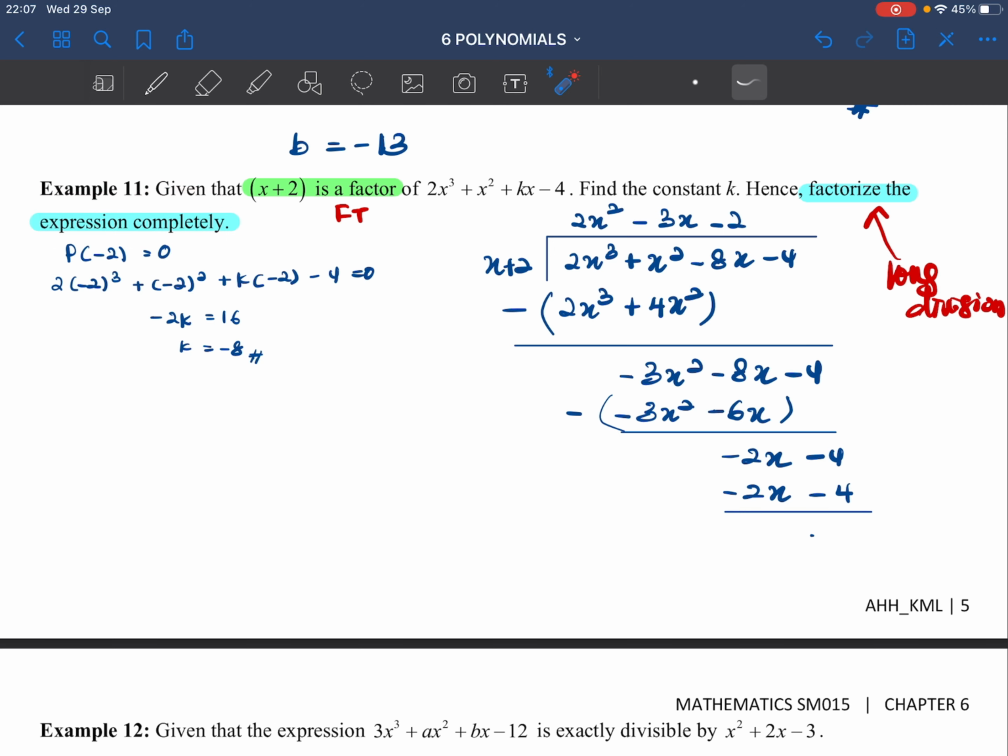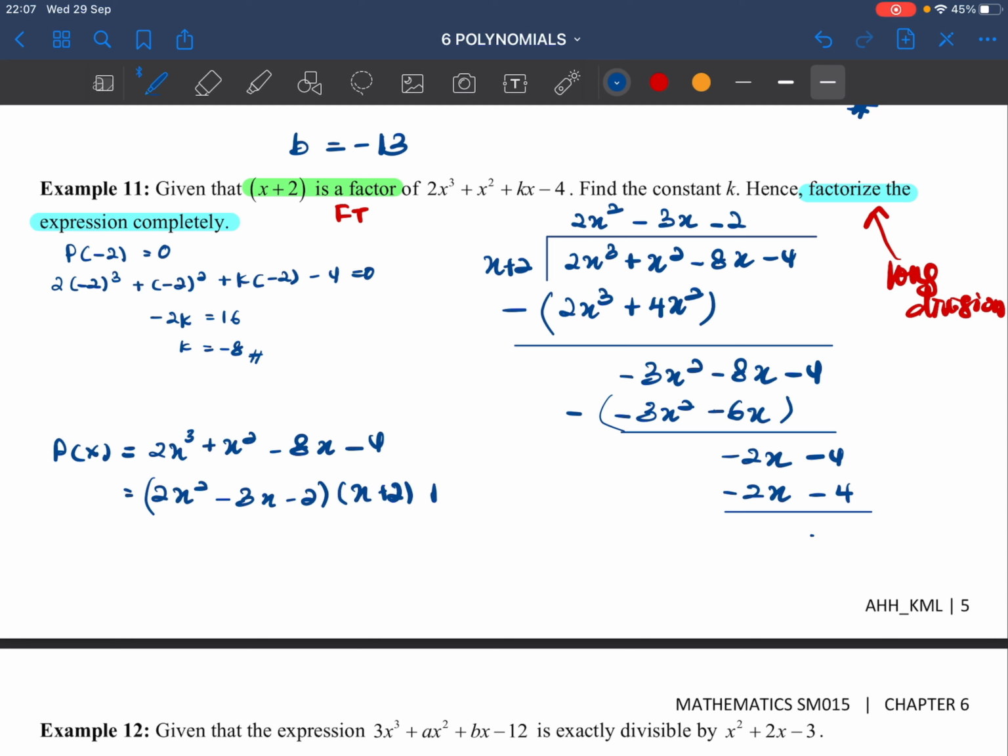Okay, back to how we express our long division. We should get px is equals to 2x cube plus x square minus 8x minus 4 equals to qx, 2x square minus 3x minus 2, multiply by dx, which is our factor, x plus 2, plus rx. Right? But we don't have rx, so you don't need to add anything.